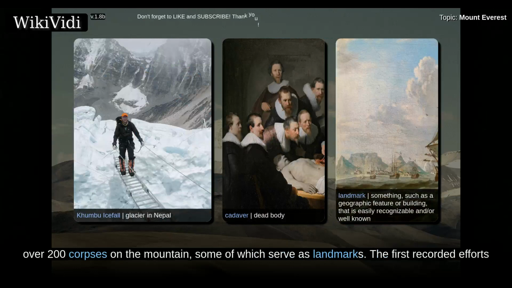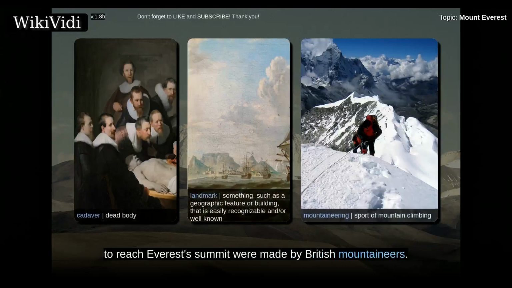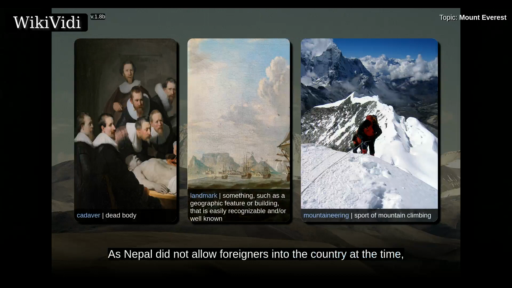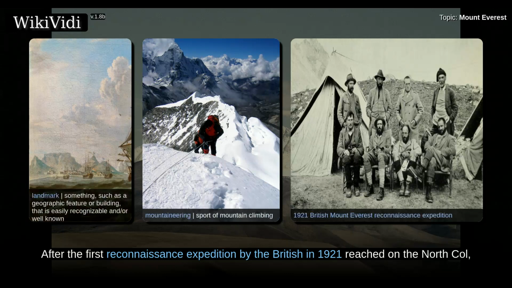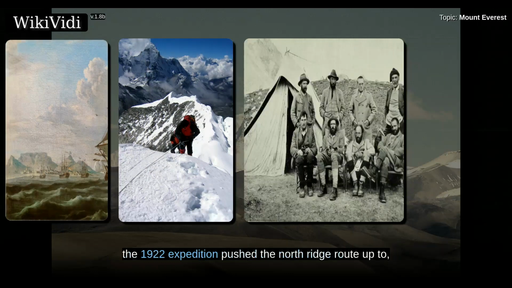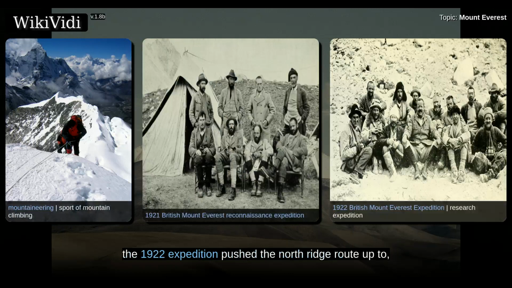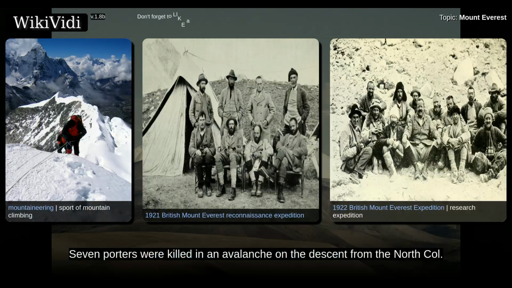The first recorded efforts to reach Everest's summit were made by British mountaineers, as Nepal did not allow foreigners into the country at the time. The British made several attempts on the North Ridge route from the Tibetan side. After the first reconnaissance expedition by the British in 1921 reached the North Col, the 1922 expedition pushed the North Ridge route up higher, marking the first time a human had climbed above that altitude. 7 porters were killed in an avalanche on the descent from the North Col.